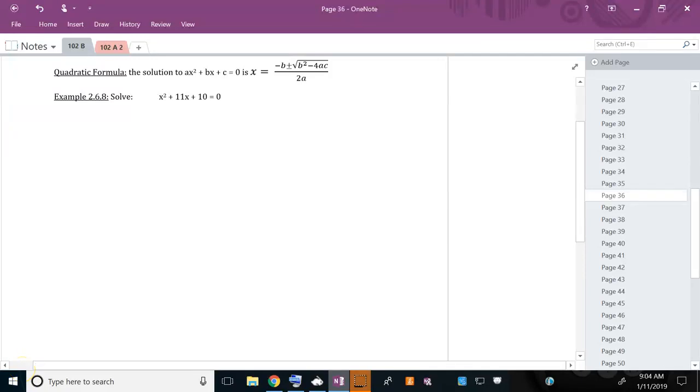Math 102, example 2.6.8. Let's do one more problem using the quadratic formula. Here I have x squared plus 11x plus 10 equals 0. Once again, it already equals 0, so I can plug directly into my formula. A is 1, B is 11, and C is 10. Let's see what we get.